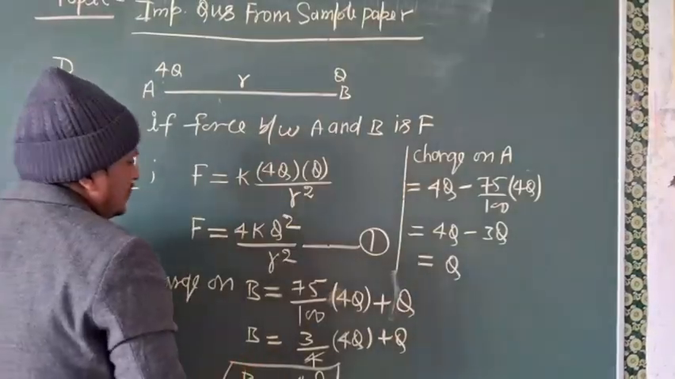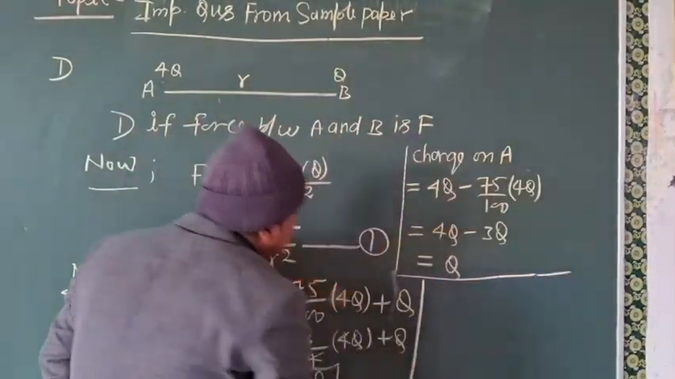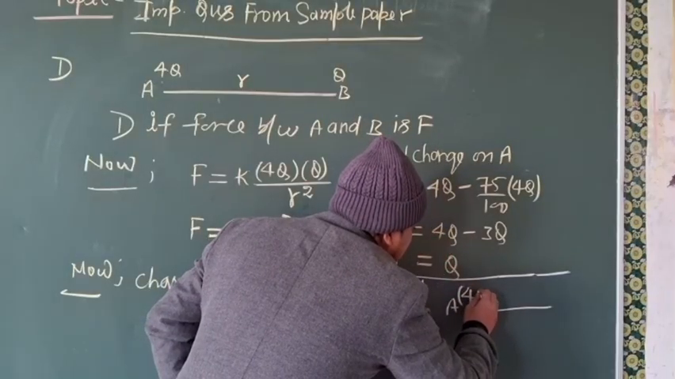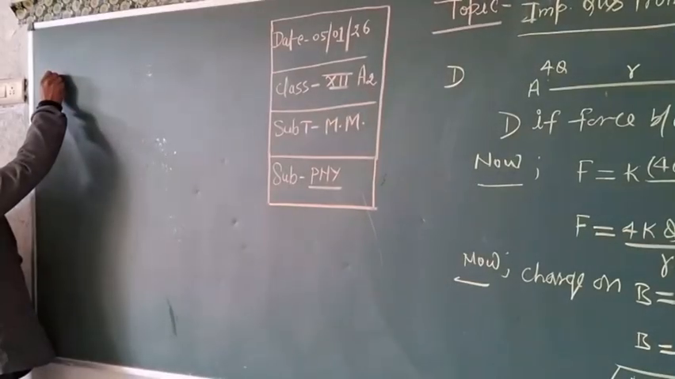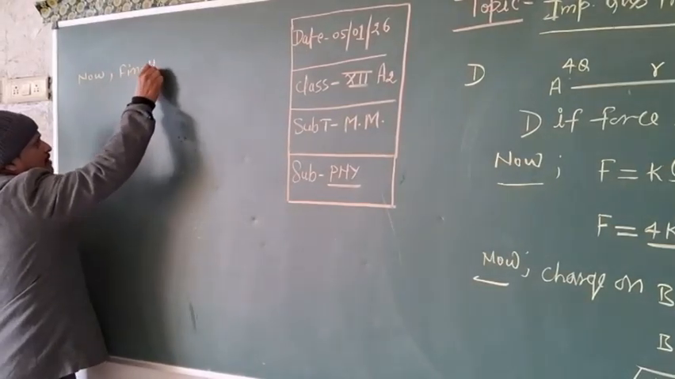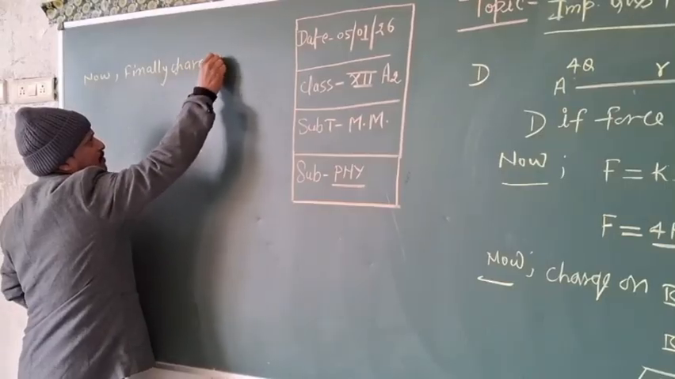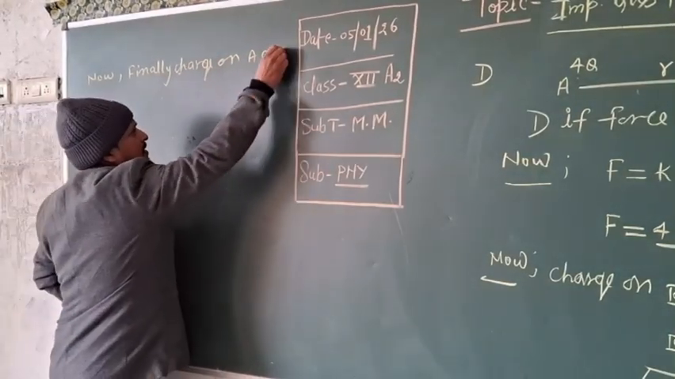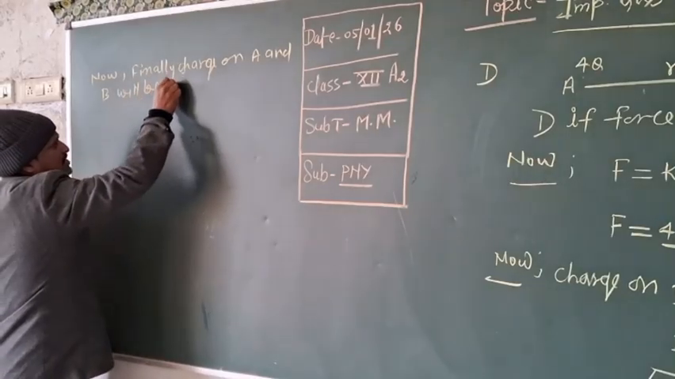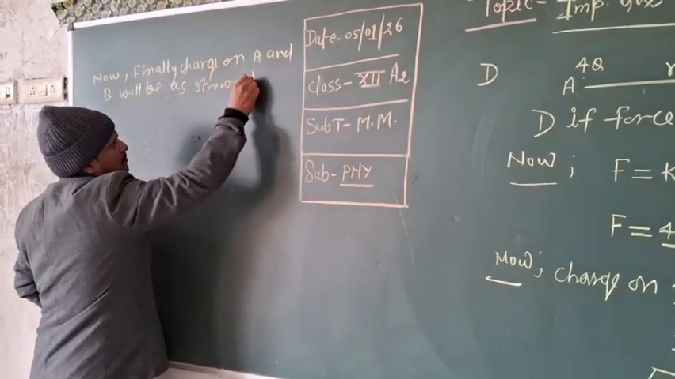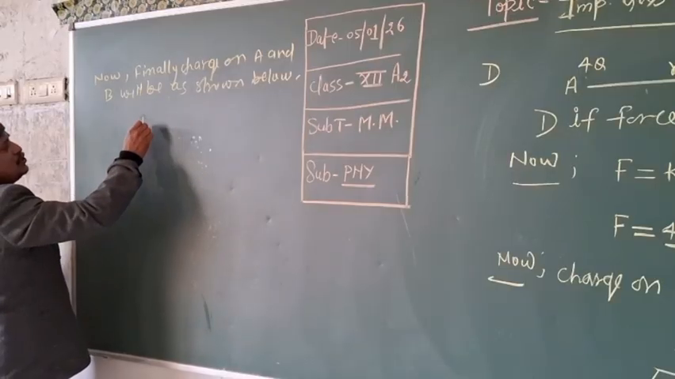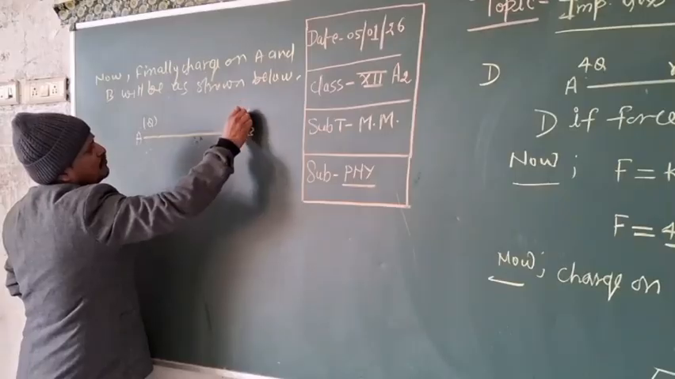If you calculate the force between A and B, finally the charges on A and B will be as shown below. A has Q charge and B has 4Q charge.